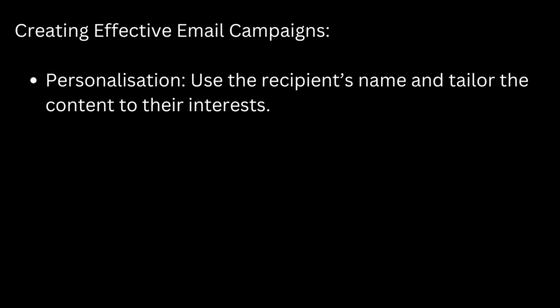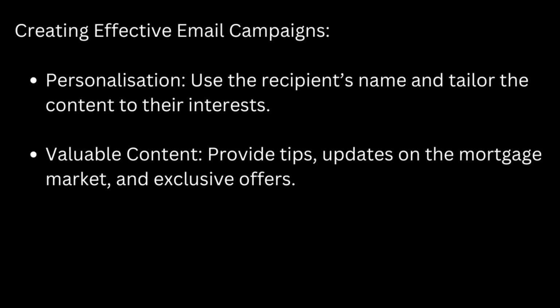Now, if you want to know a couple of tips about creating an effective email campaign, personalization is important. Using the person's name and tailoring the content to their interests is going to give you a big old tick and brownie points. Valuable content is another thing. Providing tips, updates, all of the stuff on mortgage market news, it's going to do well. If the content is boring and not valuable, it isn't going to land very well. So no one cares about the things that have gone on in your office. They care about stuff that's going to help them.